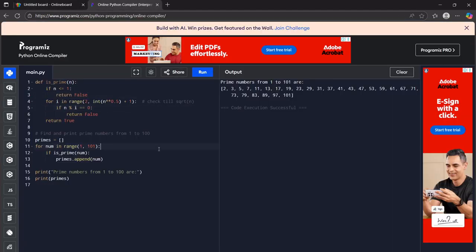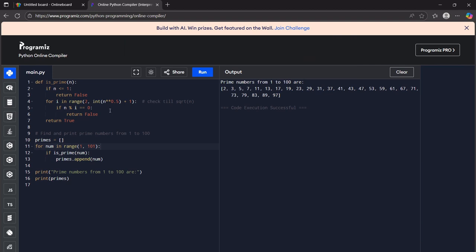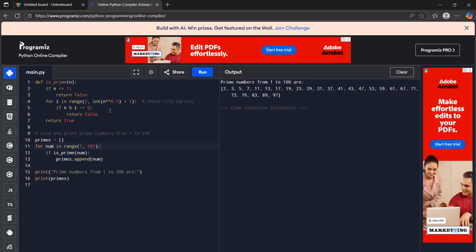I have copied this code and executed it. We are getting all the prime numbers from 1 to 100. I will explain the logic of this code. Basically, what we are doing is checking whether the number is divisible, and I will explain the logic.